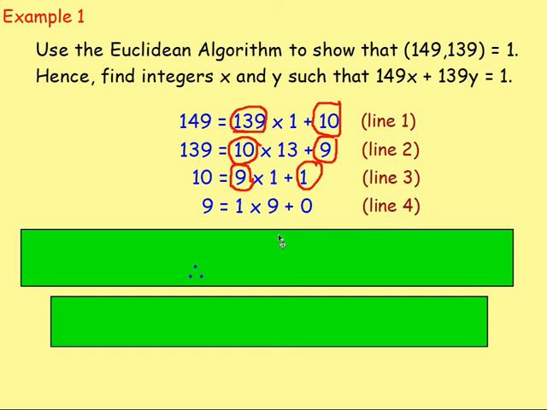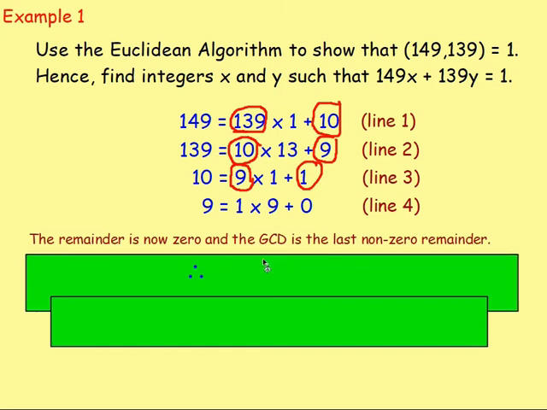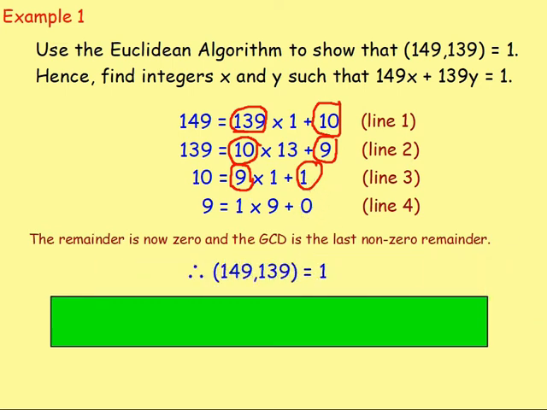What is the greatest common divisor then? Well, it's just going to be the last non-zero remainder. These are all the remainders, 10, 9, 1 and 0. And the last one that was not 0 was 1. So you can say the greatest common divisor is 1. And again, the way you write it is you put the two numbers in brackets with a comma between them.